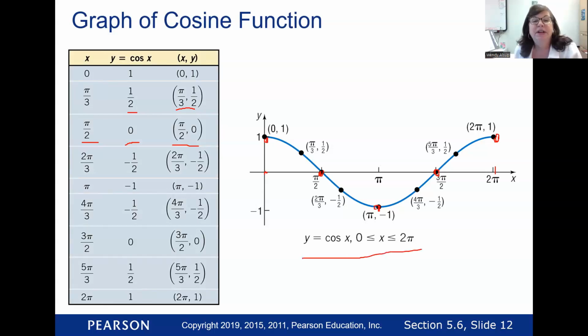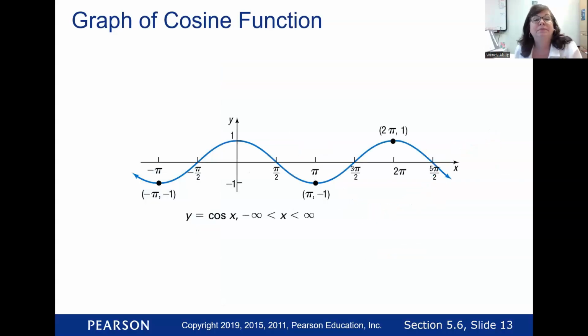This one has the period from 0 to 2 pi. It limits our domain from 0 to 2 pi, but just like sine, it could go on indefinitely. You'll have negative angle measures and you'll have positive angle measures much beyond 2 pi. All right, and this shows the same one from -infinity to infinity.